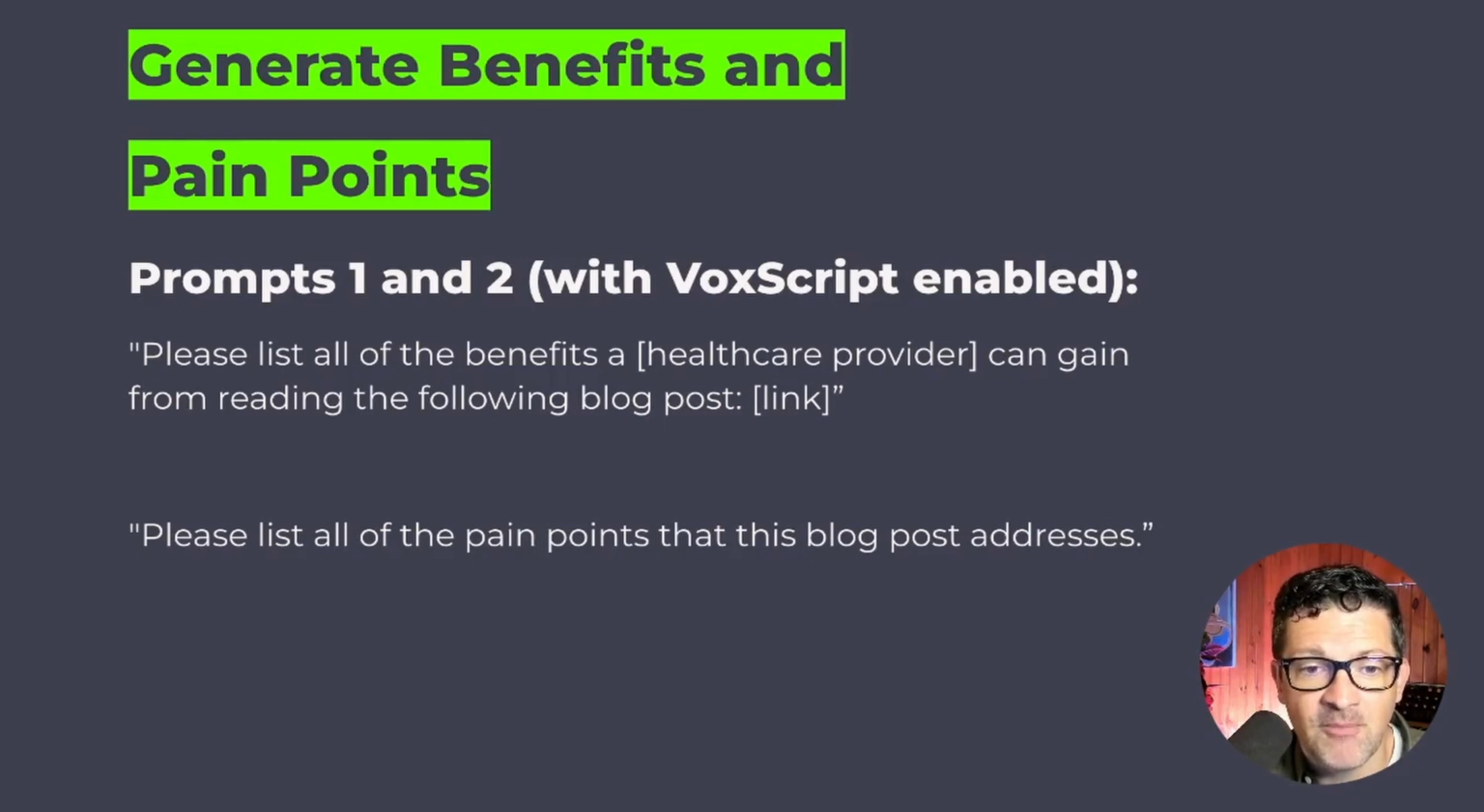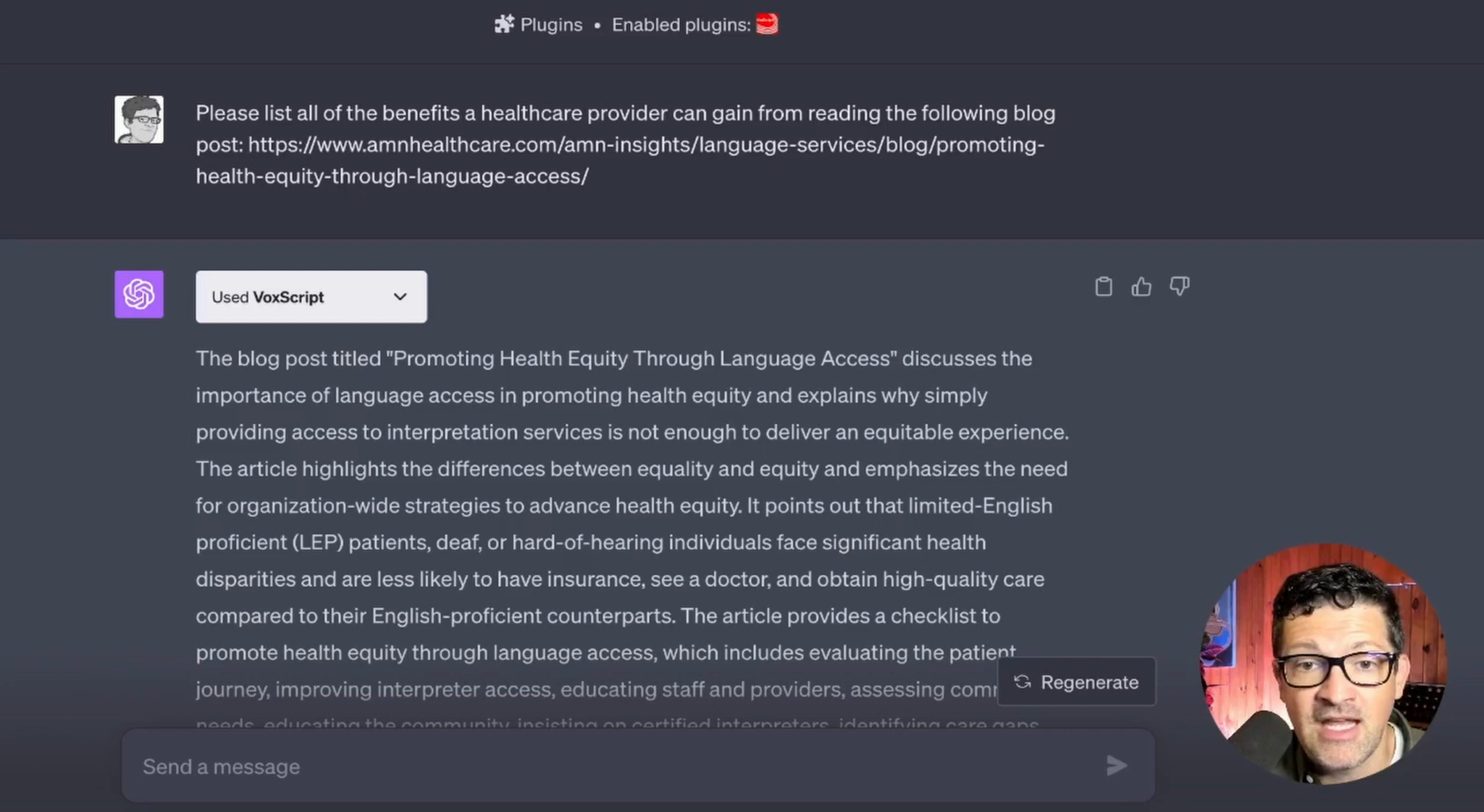So the first prompt here, and I'll show you exactly what ChatGPT returns in a second, is: please list all the benefits a healthcare provider can gain from reading the following blog post. So the audience for this is healthcare providers, and then there's a link to the blog post there that we're going to be pointing some ads to. And then the second follow-up: please list all the pain points that this blog post addresses. So let's jump in and see here.